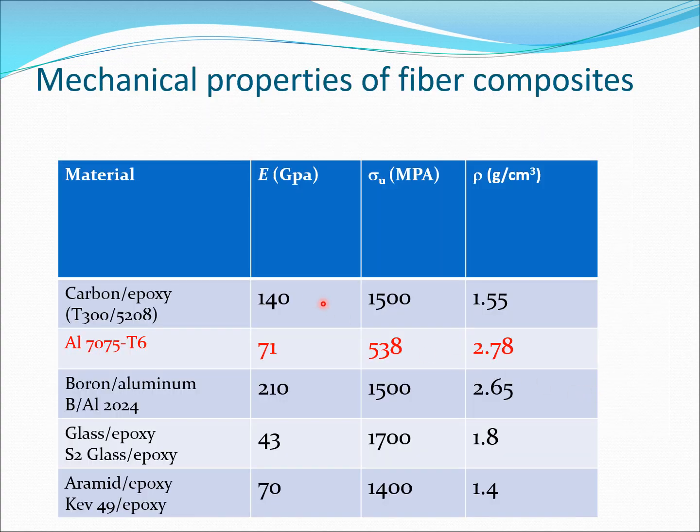So let's look at some properties of composites and compare them with typical metals such as aluminum. You can clearly see here that if we look at carbon epoxy, boron, glass epoxy, and so on, all these are pretty competitive, and most of them have much higher strength values. So this is something to keep in mind. The densities are also very competitive.